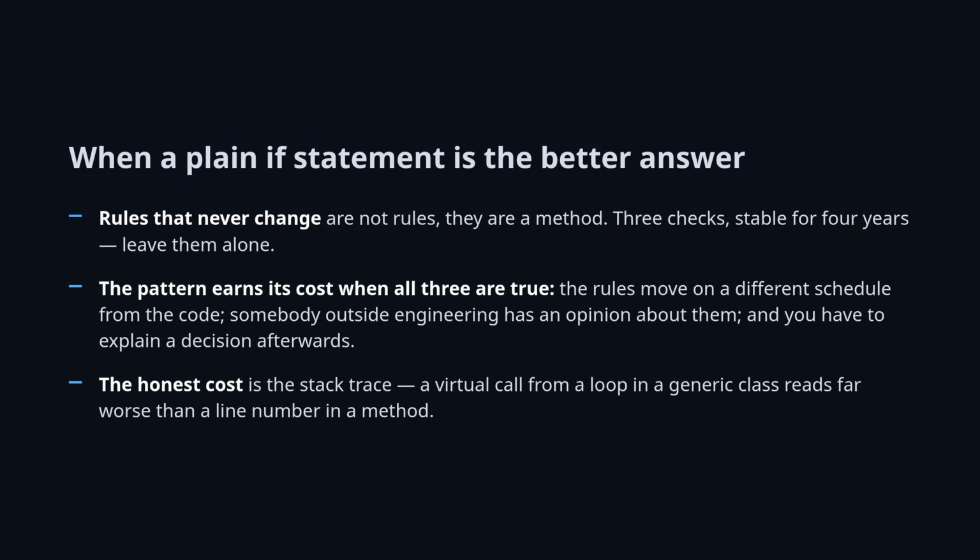The other honest cost is the stack trace. When something goes wrong inside a rule, the trace runs through a virtual call from a loop in a generic class, and it is a good deal less pleasant to read than a line number in a method. The audit trail makes up for that, but only because we built the audit trail.